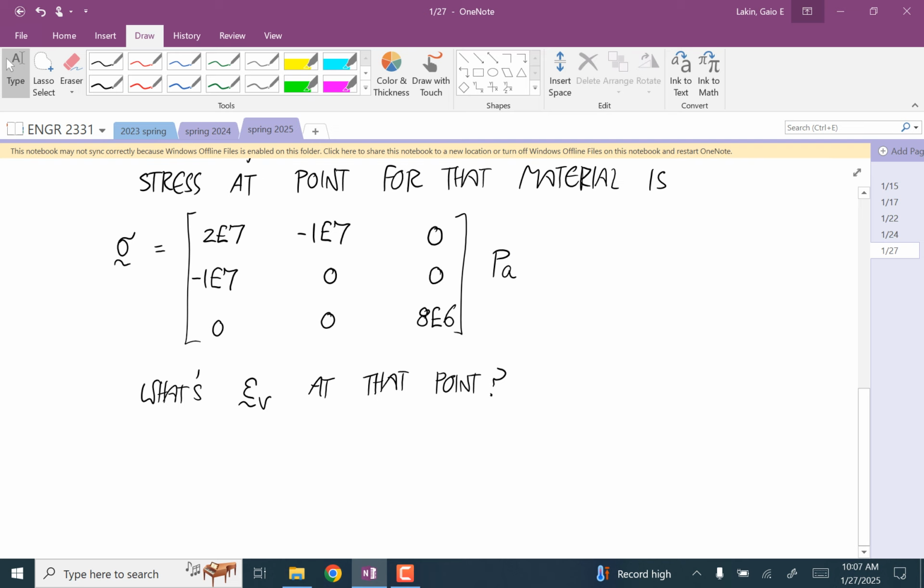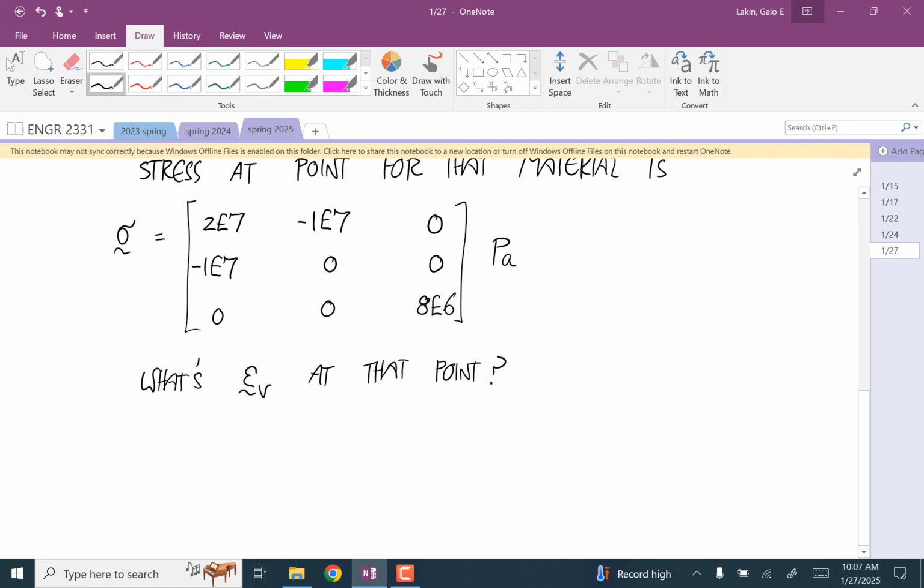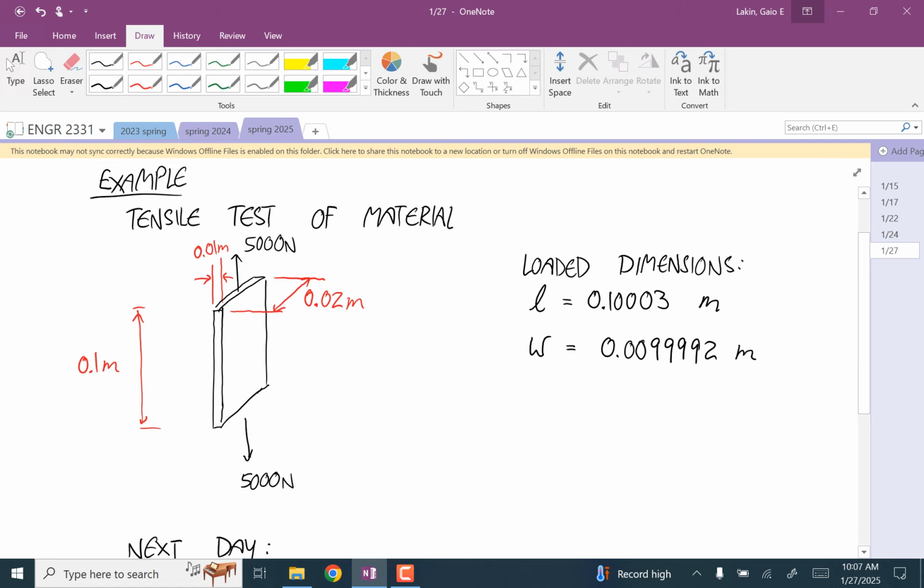Okay, but anyways, if you 3D print something, you could do this tensile test to figure out E and nu, and you have to be careful about assuming isotropy. Once you have that, you can come up with this compliance matrix and relate stresses and strains based on your tensile test. Okay, so let's use the tensile test first.